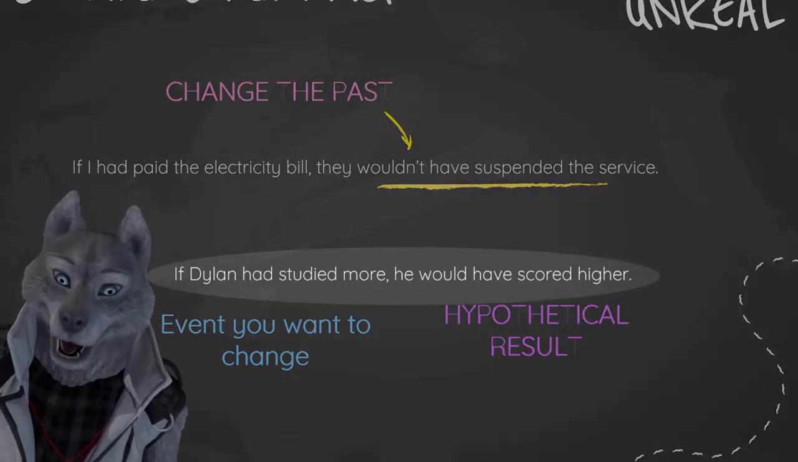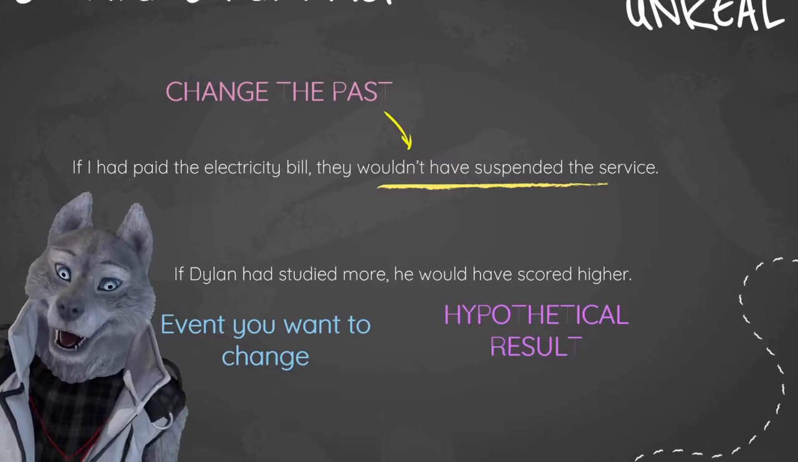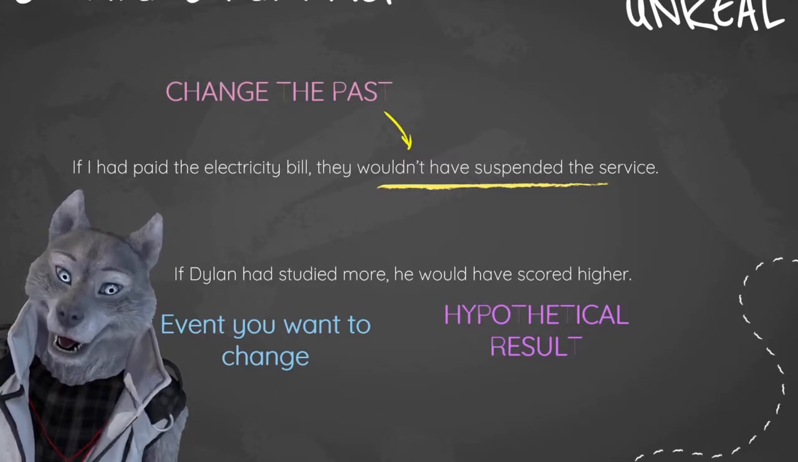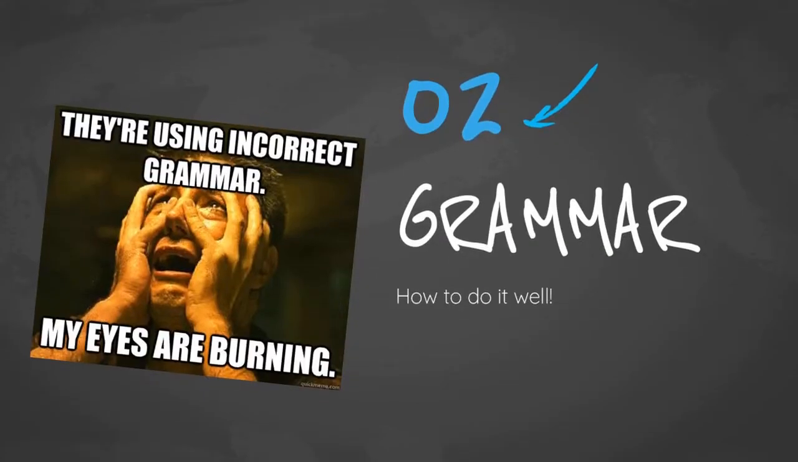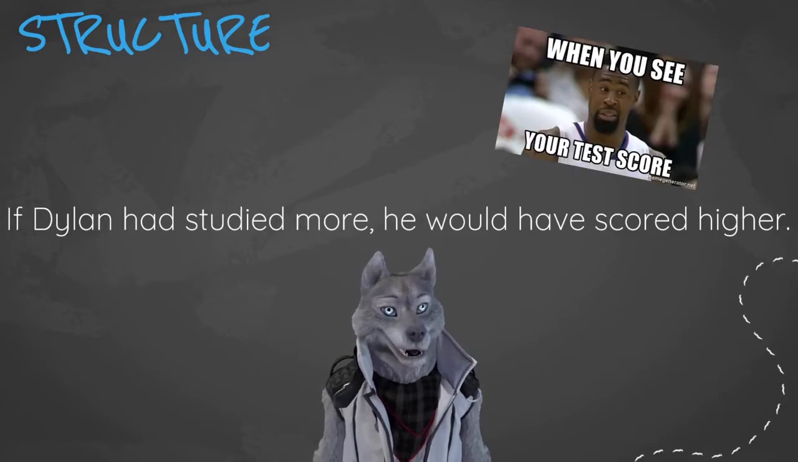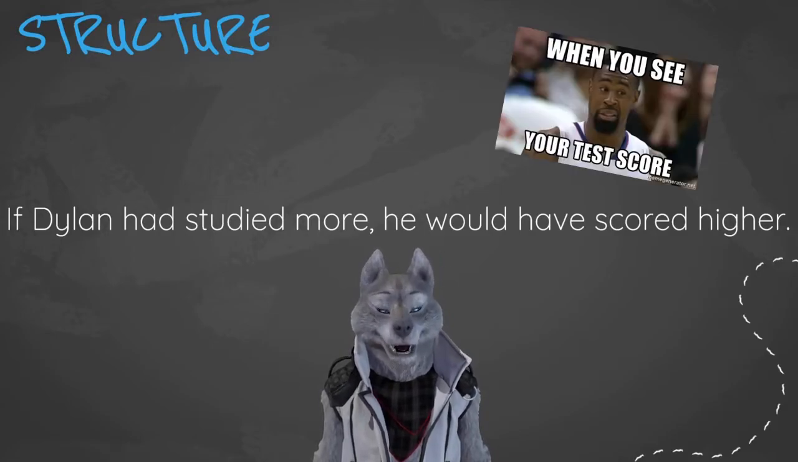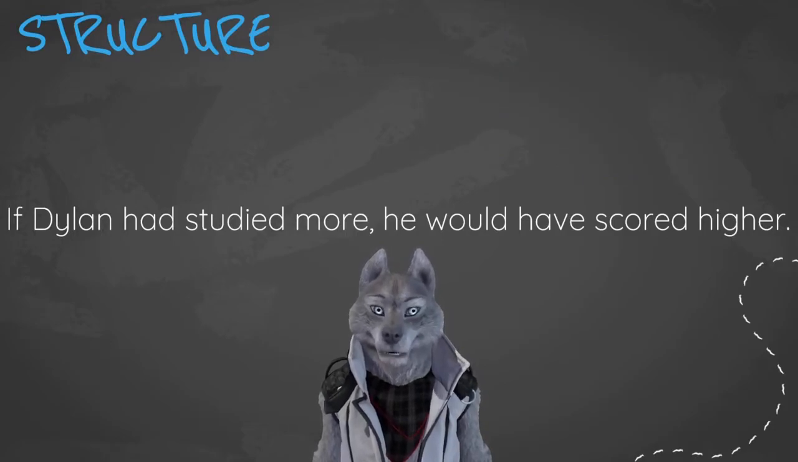If Dylan had studied more, he would have scored higher. As you can see, the if part is the event that you want to change. The other part is the result that you wish you had. This is an example in the third conditional. If Dylan had studied more, he would have scored higher. With this example, we are going to explain the grammar.